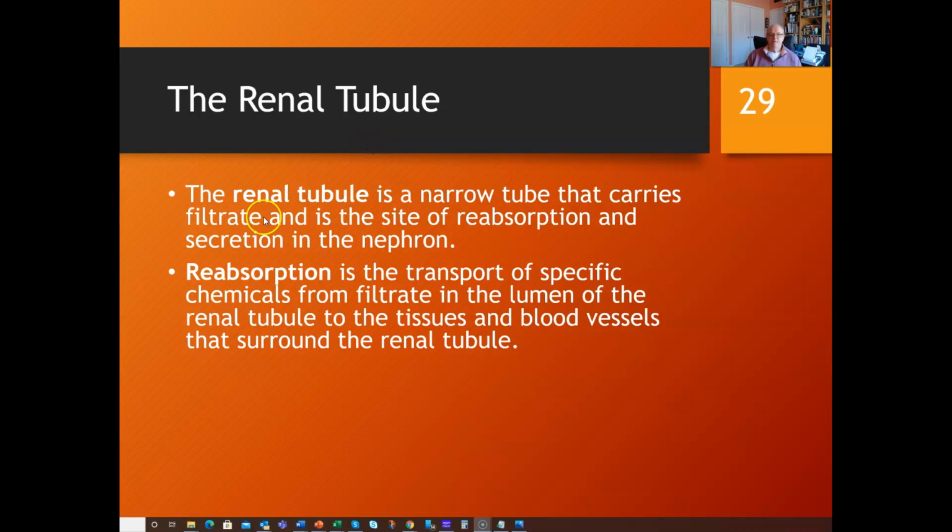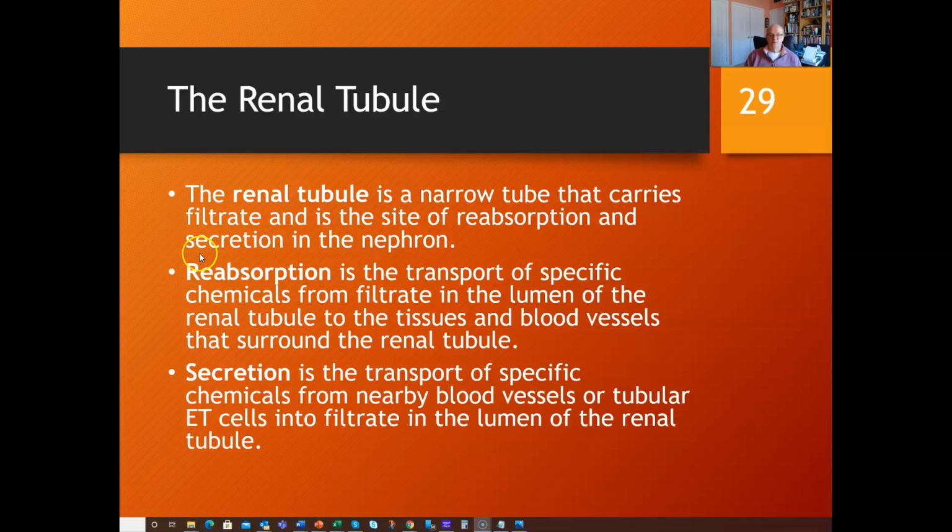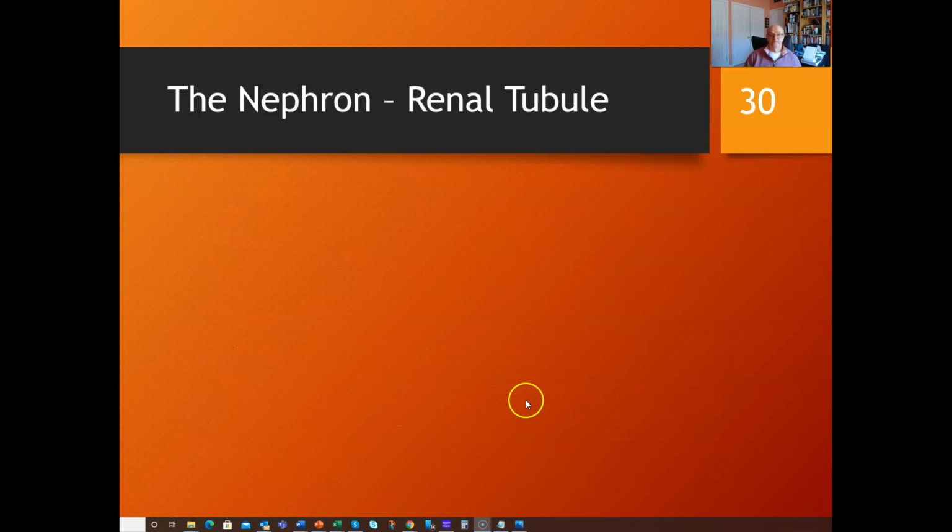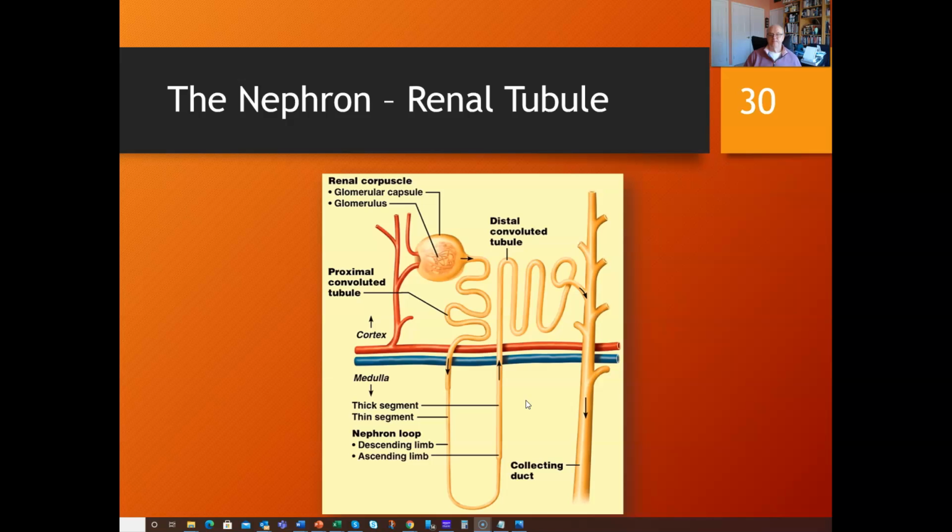The tubule is narrow and it carries filtrate. It's a site of reabsorption. Remember, we make too much filtrate. We have to take some stuff back in, and that really mostly happens in the proximal convoluted tubule, the first part of the tubule. Reabsorption is what goes on. We do get some secretion because even though we filter out a lot of the components, we don't filter out enough of some of the waste products, so we have to actually actively push them into the filtrate, and we have special cells to do that.